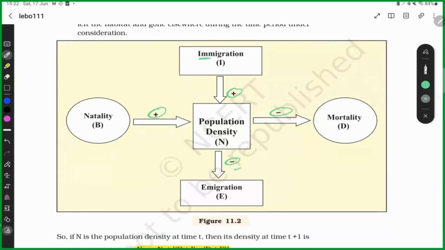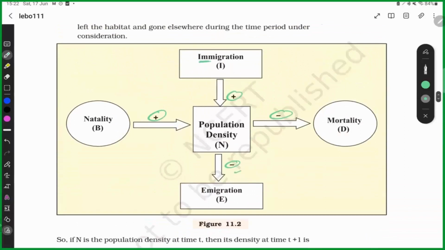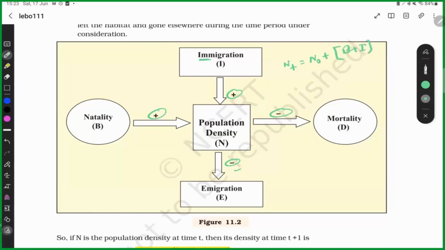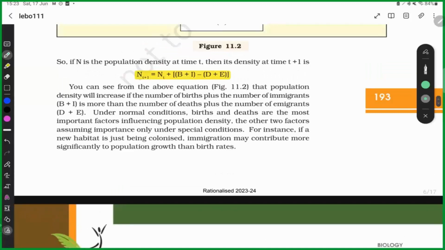If we express it as an equation, it will be like mortality: B plus I minus D plus E. Simple equation. So population density will increase if B plus I is more than the number of deaths plus the number of emigrants.